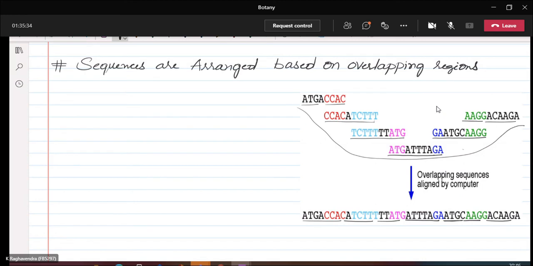Then sequences were annotated. Sequences are arranged based on overlapping regions. Sequences were annotated and assigned to each chromosome. This is the next step.